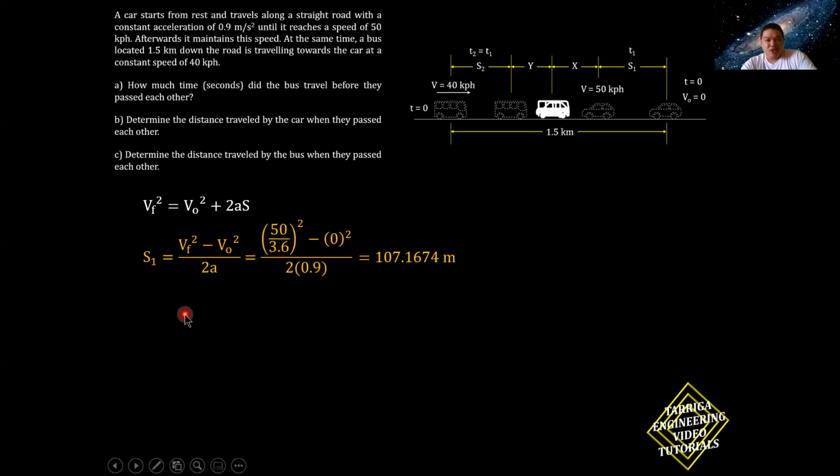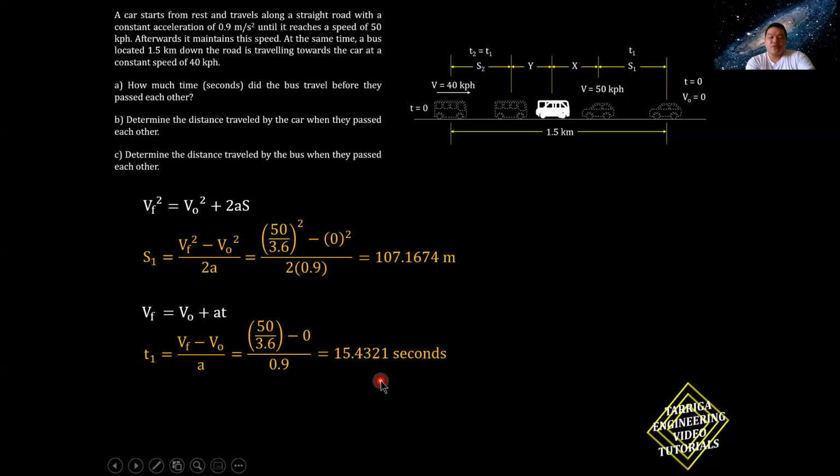All right. So, let's solve then for T1. We can use the two other formulas, since we have the distances. But I preferred this one because it is easier. If you rearrange that one, we can solve T1 as VF minus VO over the acceleration. Substituting the parameters, you get the value 15.4321. So that is the time traveled by the car from this point to this point. And as I mentioned before, that is also equal to T2. T2 is equal, the bus from here to there.